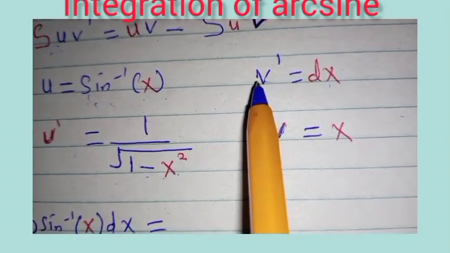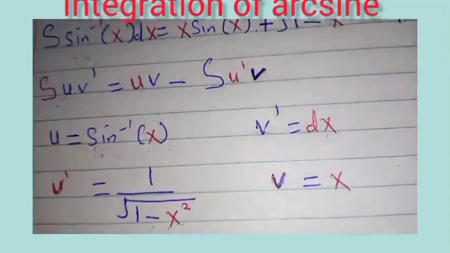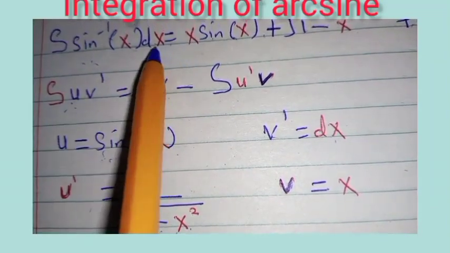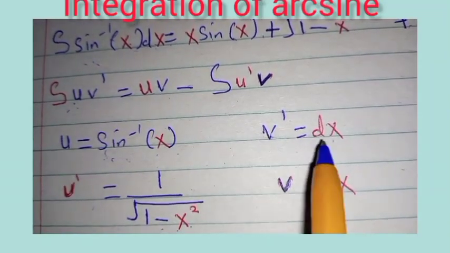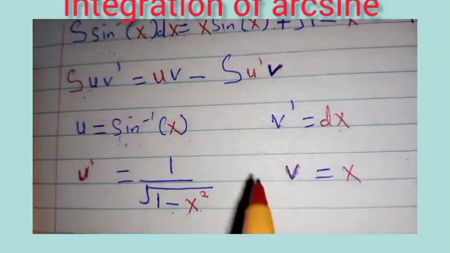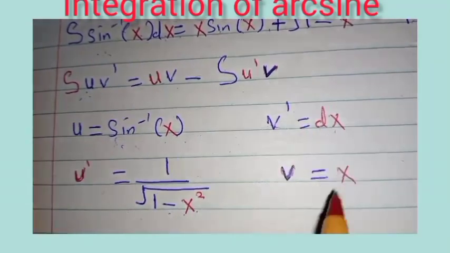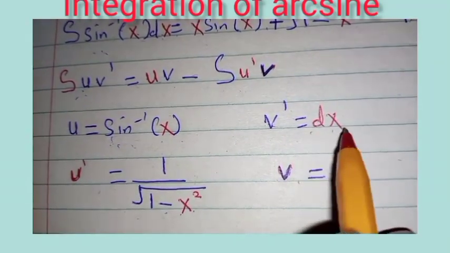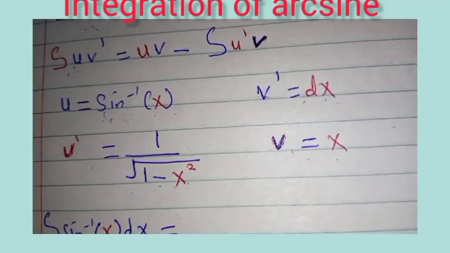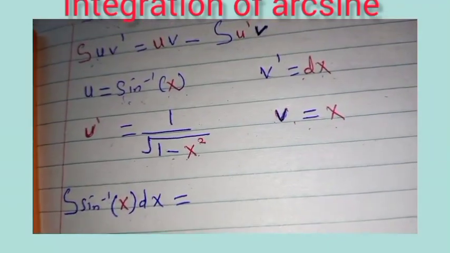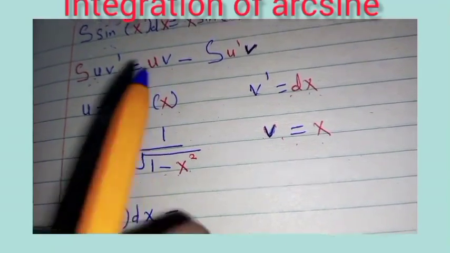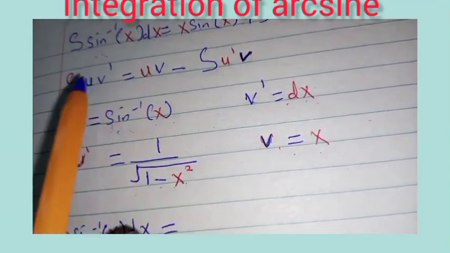Then v prime, the one we are writing to be our v prime, is dx. Then we integrate both sides. When you integrate v prime, you will get v. When you integrate dx, you will get x. Then from there, you come and substitute your values in this formula.